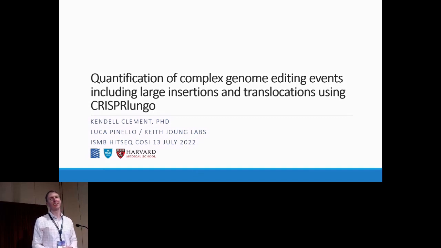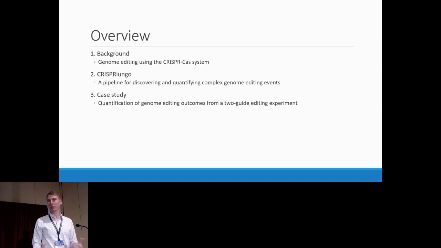And in the previous talk, one of the questions asked was about these chimeric reads, which is actually going to recur as a theme in this talk as well. So first, I want to give a little bit of background about our system, where we're going to be using the CRISPR-Cas9 genome editing system. Next, I'll talk about our software we've developed called CRISPRlungo, which is a pipeline for discovering and quantifying complex genome editing events. And then lastly, I'll show how we apply CRISPRlungo to a case study of genome editing outcomes from a two-guide editing experiment.